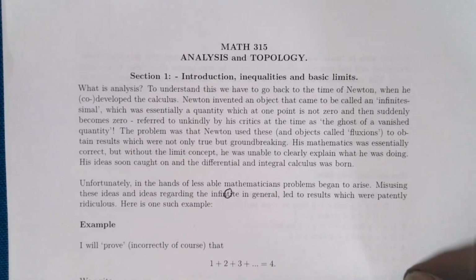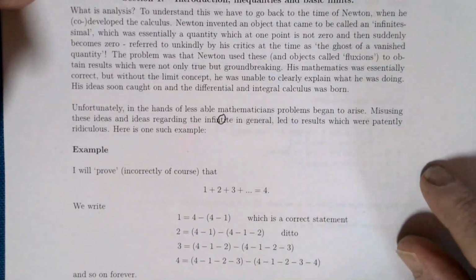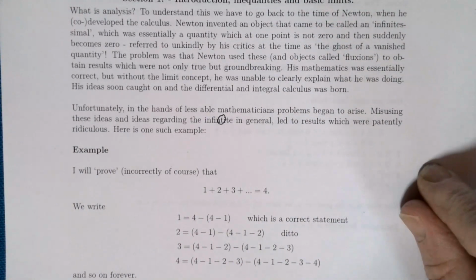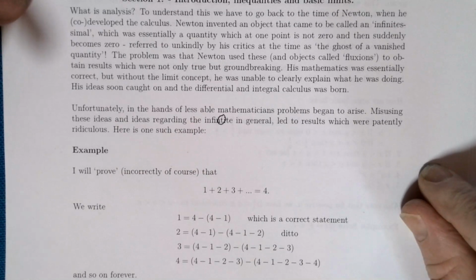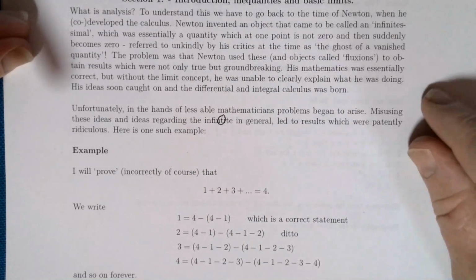And I'm going to actually begin with a piece of nonsense. I'm going to show you, I'm going to prove, incorrectly of course, the following result. I'm going to prove that if you add up the numbers 1 plus 2 plus 3 plus 4 plus 5 plus 6 plus 7 forever, then the answer is 4. Now this is clearly crazy, but I'd like you to think about where the mistake lies in my so-called proof. Where's the mistake?